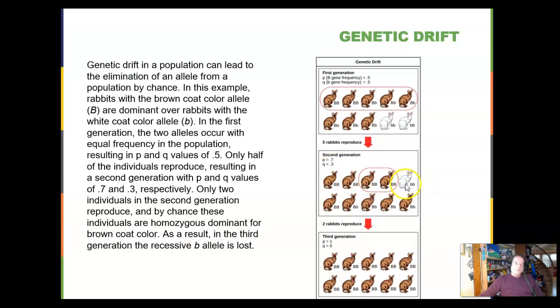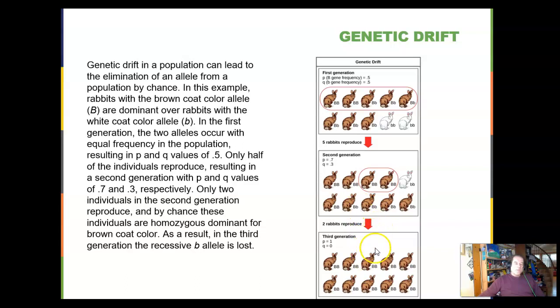rare allele for pale coloration is still here in this individual. That individual is carrying a copy. These 4 here are all carriers. It's become rarer in the population. It's gone to 0.7 to 0.3. This is what happens in small populations.